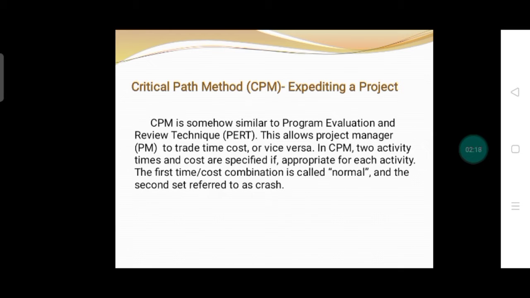Normal times are the same in sense as the time estimates of the 3 times used in PERT. The second activity in CPM, which is crush times, is the result of an attempt to expedite the activity by the application of additional resources like overtime, special equipment, and material.